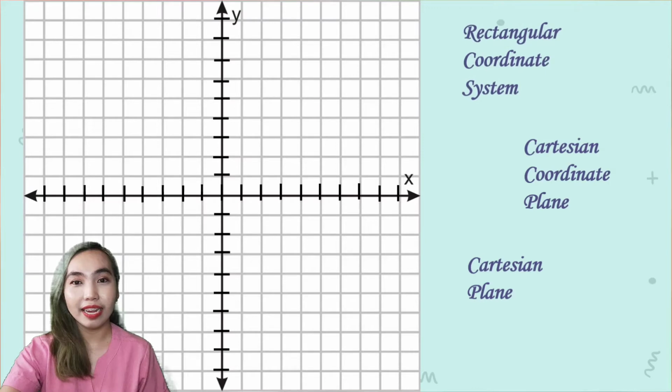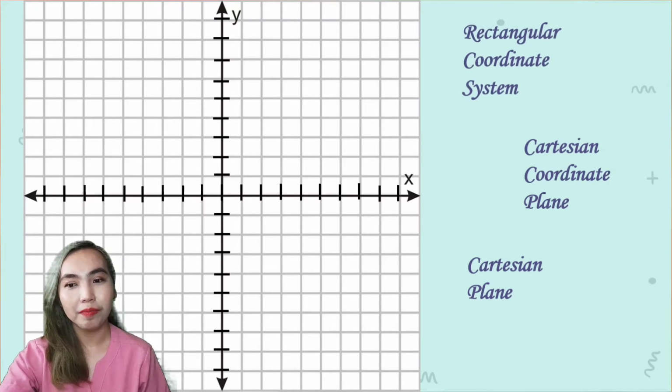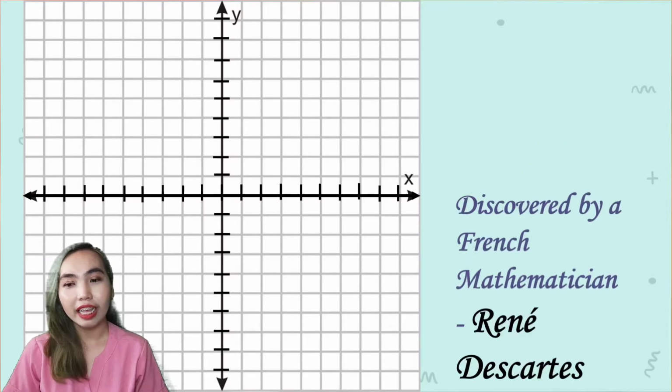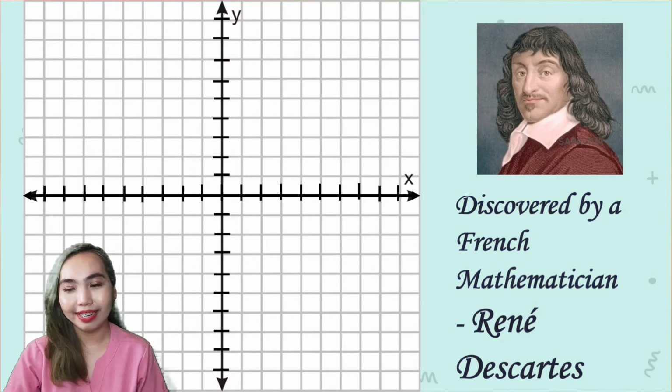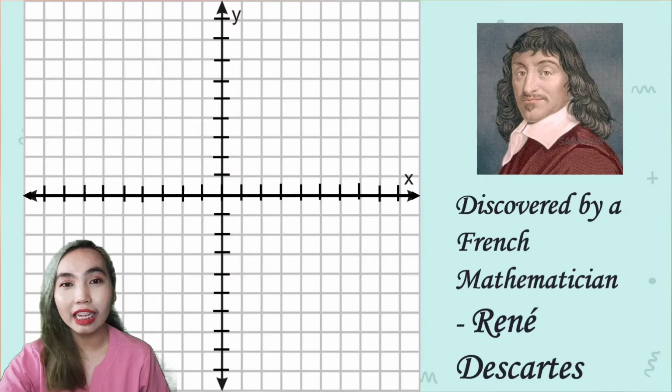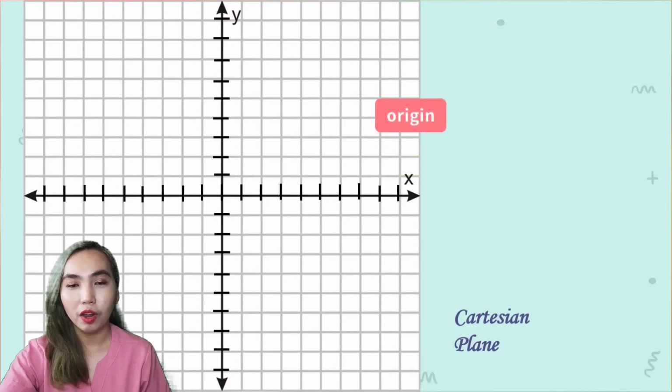This Cartesian plane has been discovered by a French mathematician, René Descartes. This Cartesian plane has the origin of the horizontal number line and the origin of the vertical number line. And this origin has coordinates of 0, 0.